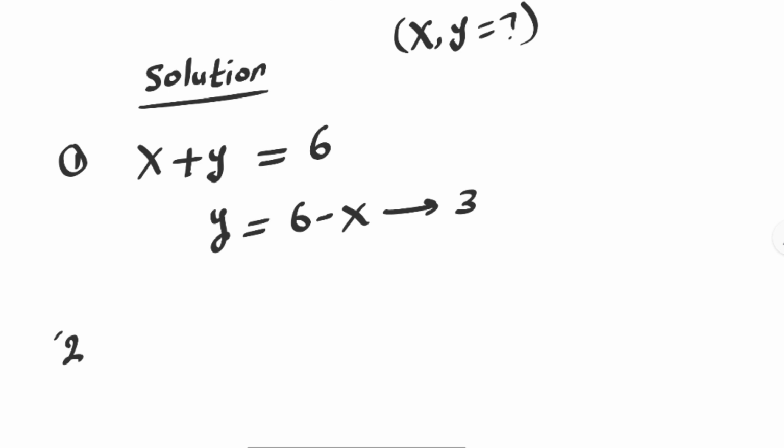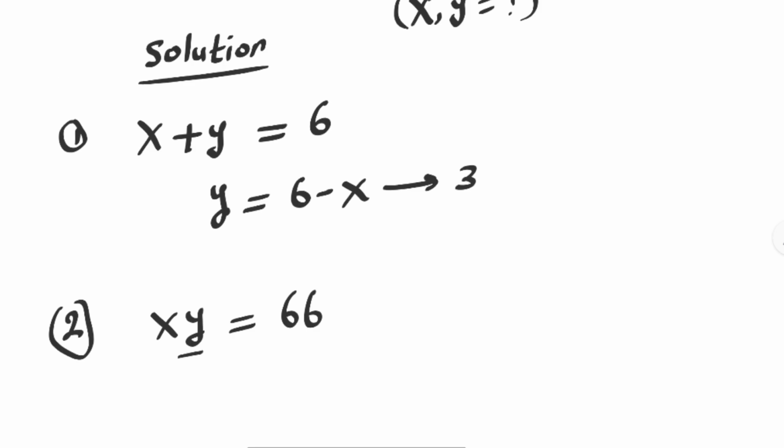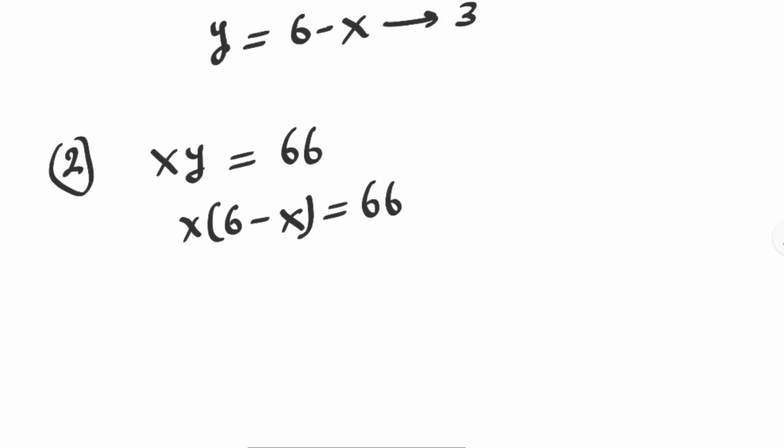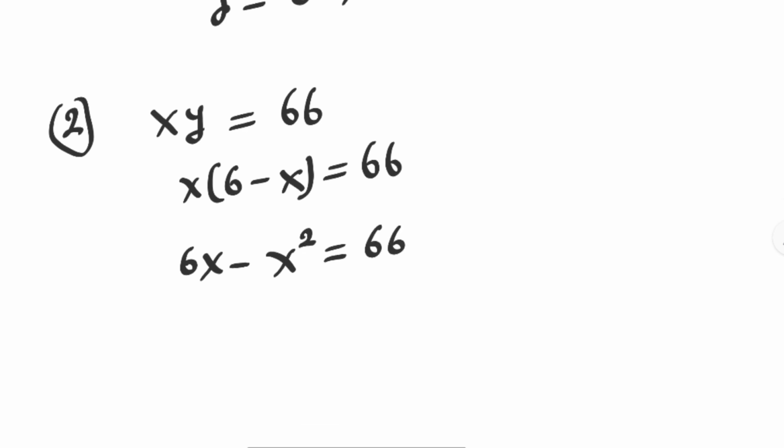From equation 2, xy is equal to 66. Let us substitute for y, which is 6 minus x. Then we have x bracket 6 minus x is equal to 66. Let us open the bracket with this x. x multiplied by 6 is 6x, minus x multiplied by x, x squared, is equal to 66.